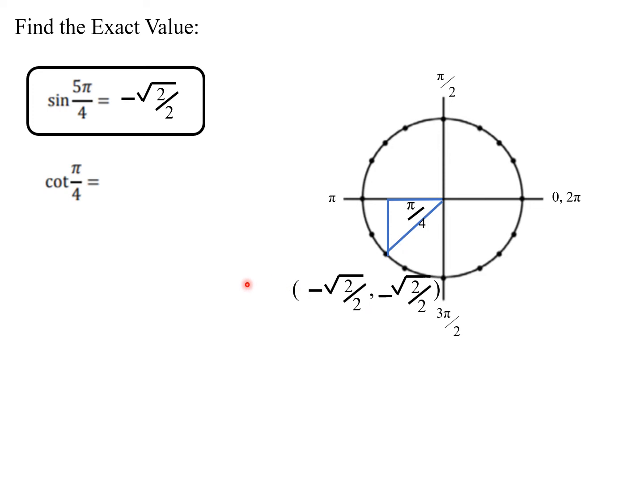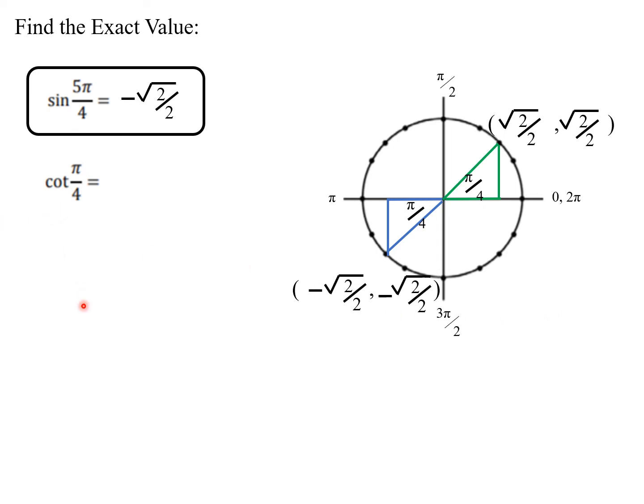The cotangent of pi over 4. Pi over 4 is right here. Take it from the positive x-axis. That's it. That's our reference angle. Okay. And these coordinates are both going to be positive. So we get that.